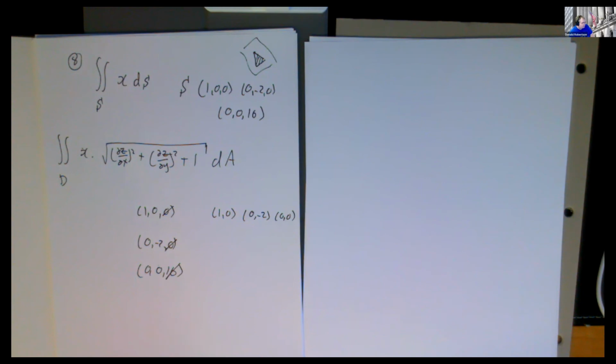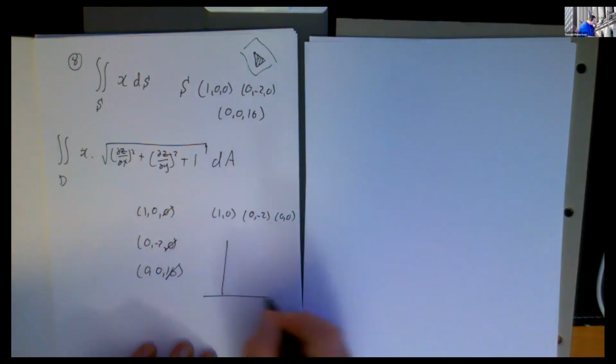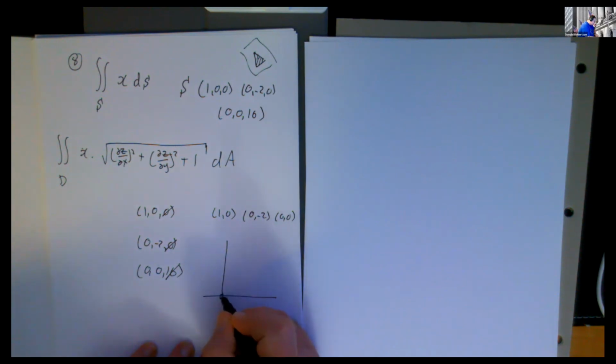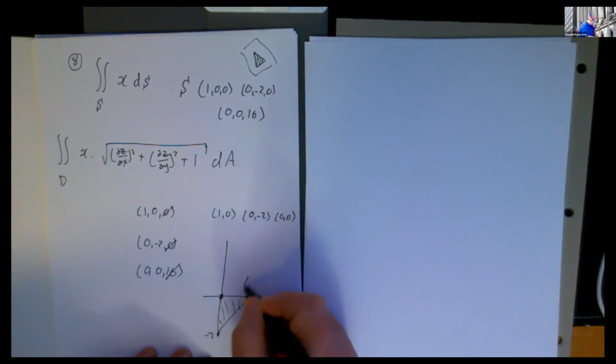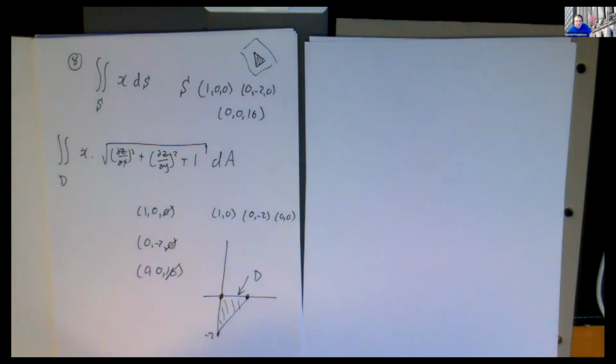Are we comfortable with what I just did there? I've actually described D. In fact, I'm going to draw the darn thing. There's the origin, there's 1, 0, and there's the other one, right? So that's us now got a picture of D. That's half the problem done, right?